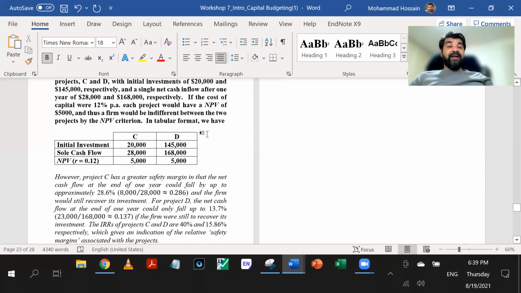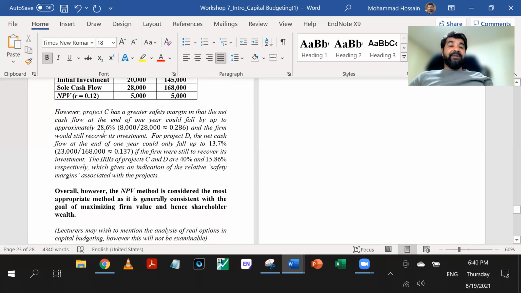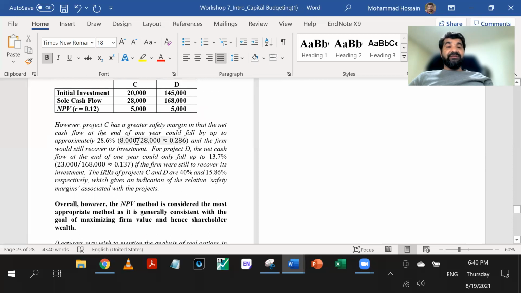In tabular format, we have these things: initial investment, net cash flow, and net present value, when R, the discount rate, is 12%. However, project C has a greater safety margin, in that the net cash flow at the end of 1 year could fall by up to approximately 28.6%, which is 8,000 by 28,000. How do they mean by this 8,000 by 28,000? 8,000 comes from 28 minus 20. And the firm would still recover its investment.